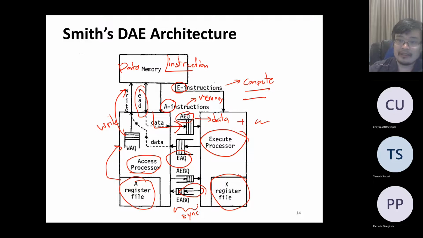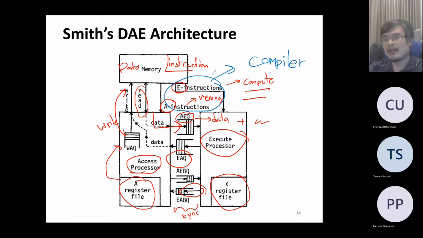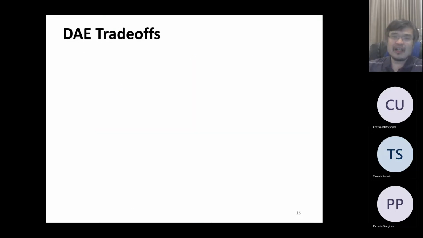The compiler would generate the two instruction streams, right? To make sure everything is done correctly, based on the program. So you have, let's say, a C program. The compiler would generate the A stream and the E stream, and then feed it to this particular processor, and then it will process both the access and execute in a way that it imitates the out-of-order scheduling, because now it becomes more of a data flow machine, right?